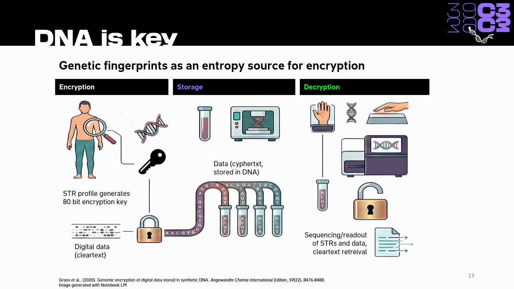And to retrieve the clear text, you would sequence the biometric data again together with the synthetic DNA and then get the original back. Now, this system, it can be argued that it has a few weaknesses. And one of them is that the entropy, 80 bits, that's not that much, especially considering that you have to read quite a lot of DNA for this system.